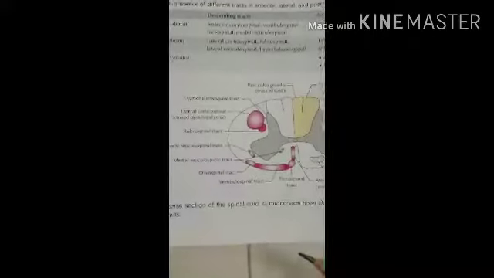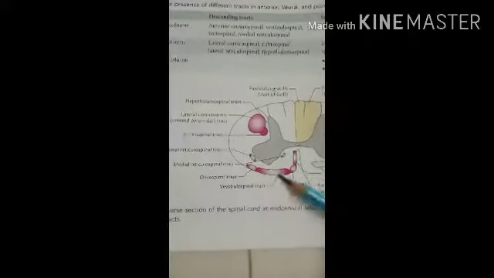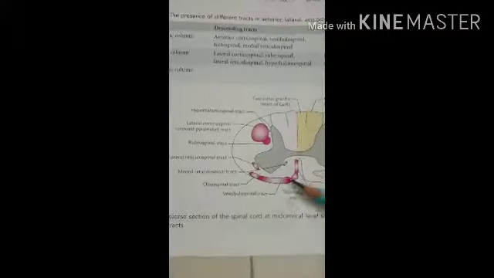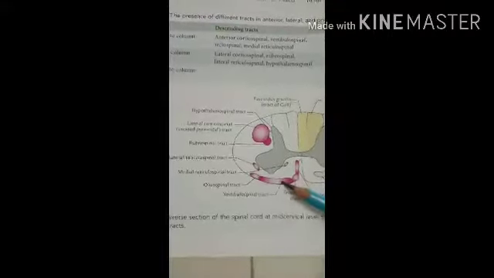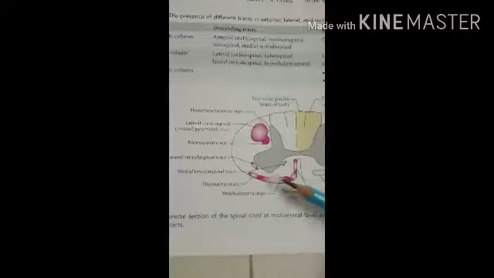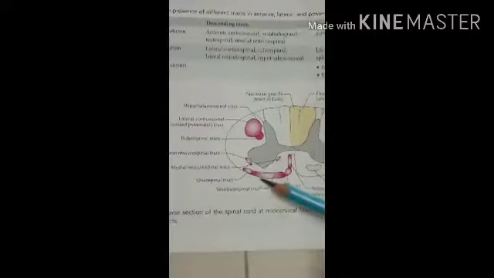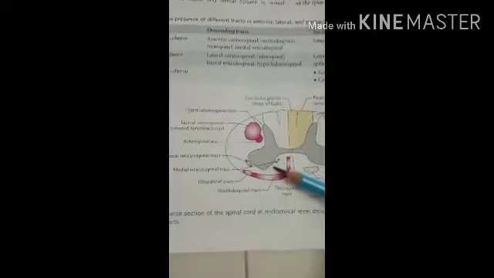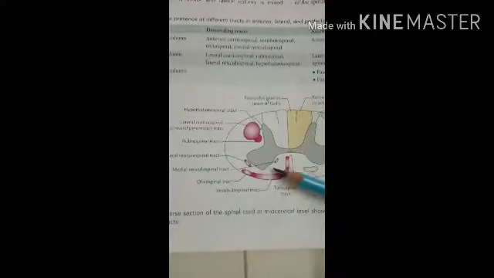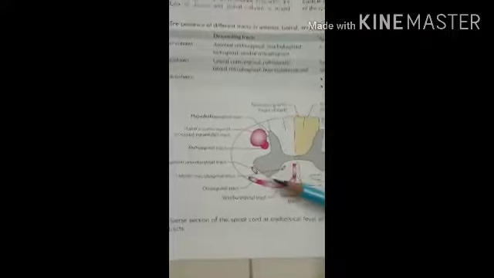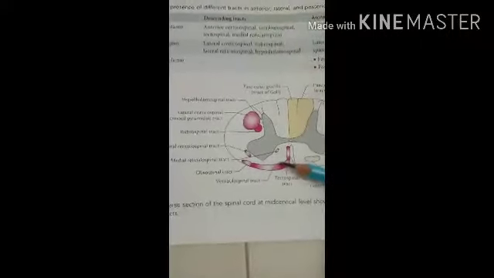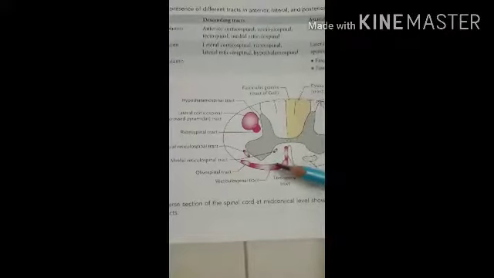Then the next is the vestibulospinal tract, a large tract. The fibers arise from the lateral vestibular nucleus present at the pontomedullary junction. You know the vestibular nucleus is present in the pons and the medulla, at the junction of the pons and medulla, which is called the pontomedullary junction, and the fibers descend uncrossed into the spinal cord.